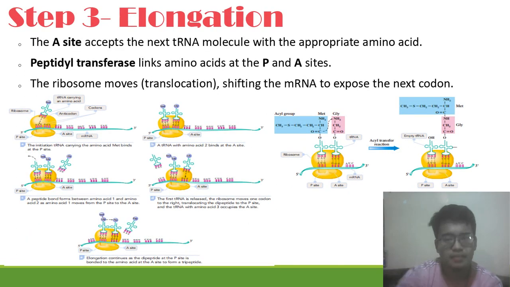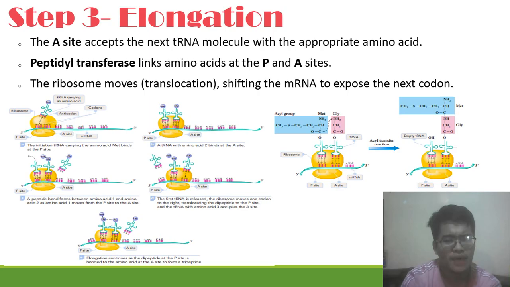So next step is the elongation. So step three is elongation. Next to the P site, or the peptidyl site, in an mRNA ribosome complex, the second binding site is called the A site, or the aminoacyl site. At this second site, the next mRNA codon is exposed, and a tRNA with the appropriate anticodon binds to it.